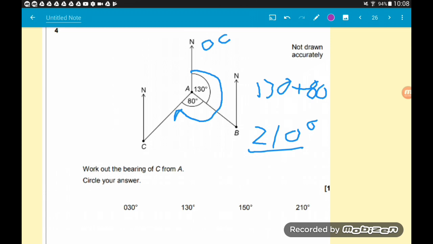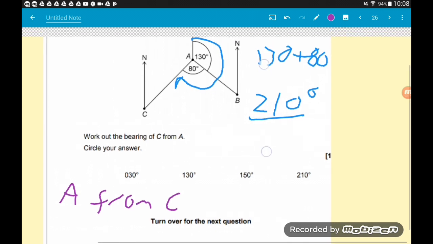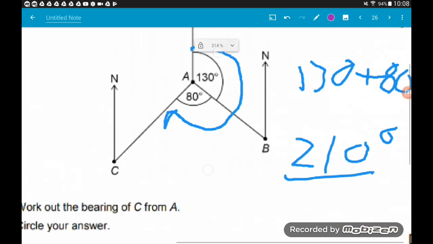While we're here, I'm going to take you through how we could work out the bearing of A from C. So this time we are at C and we want to know, how do we get to A? Again, north is always 0 degrees and we measure bearings clockwise. So we need this angle here. Now to work out that angle, we need to work out this angle.